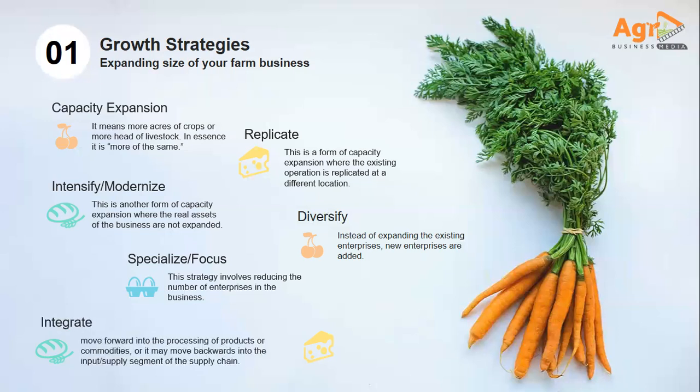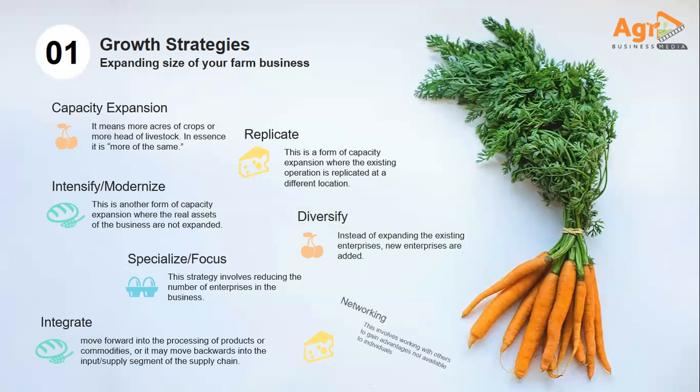The third way is integration. So it is a vertical strategy because it may involve moving forward to the processing of products or commodities, or backward integration right into the input or supply segment of your supply chain. So it also involves a group of farmers who will then come and work together to move up or down the supply chain. So it can also involve joint ventures with other existing companies in the value chain.